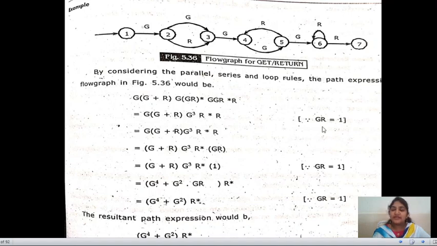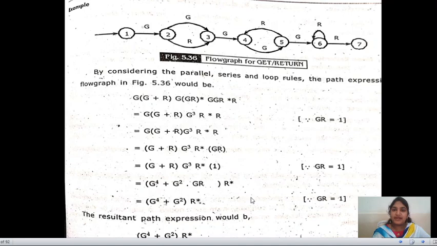So in the multiplication table we have taken G into R is equal to 1. So we substitute 1 where GR is there. So G into 1, like so, all can be defined. This is the reduced expression, the resultant expression which we get by reducing everything using the multiplication table and addition table. So this is the resultant path expression achieved: G power 4 plus G square into R star. So this is about get and return.